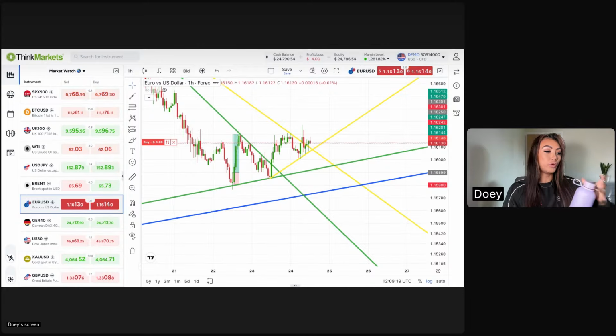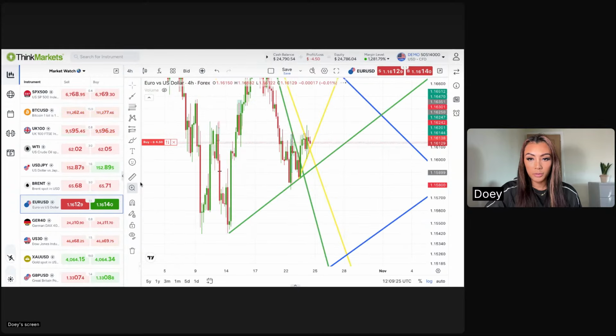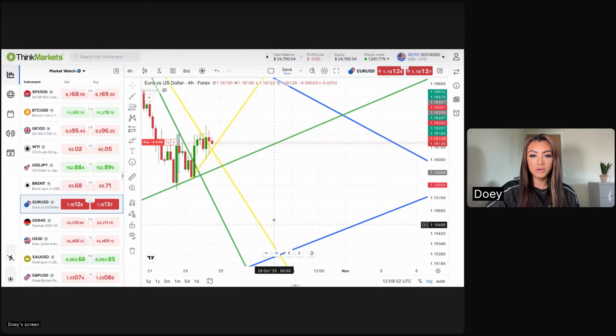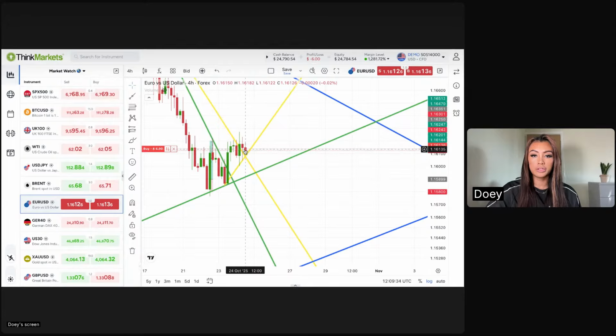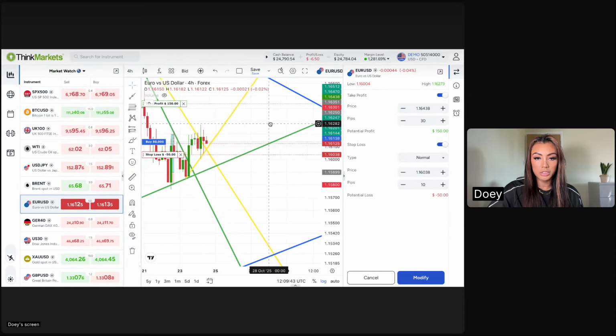We just need a bit more volume, don't we? So, the 4 hour for me is giving me that bullish structure, but we could kind of see this wick down, close back up here, then continue up. Where is my stop loss? Okay, my stop loss is over here, which is on the other side of the safety line.